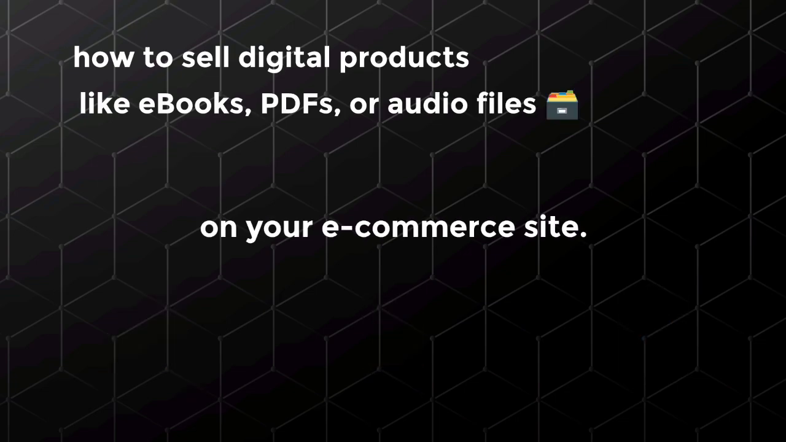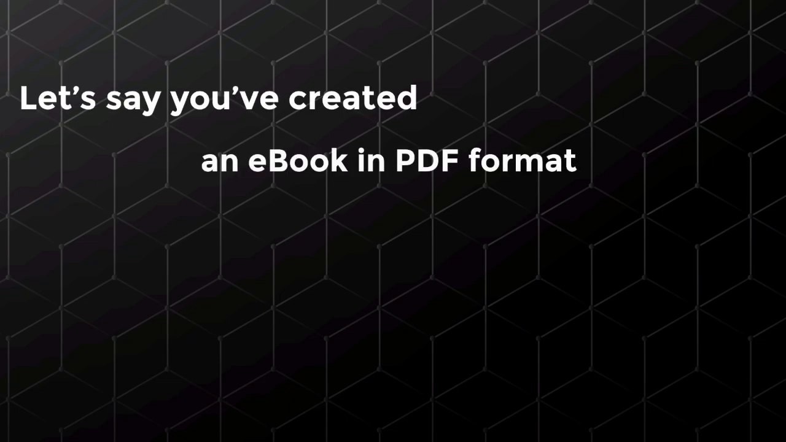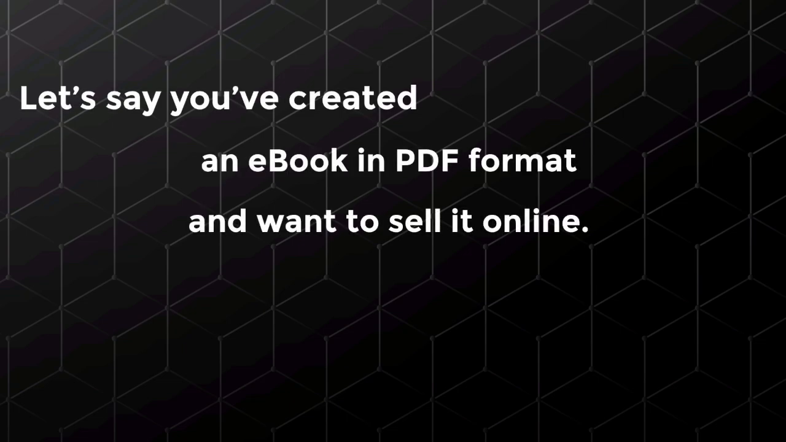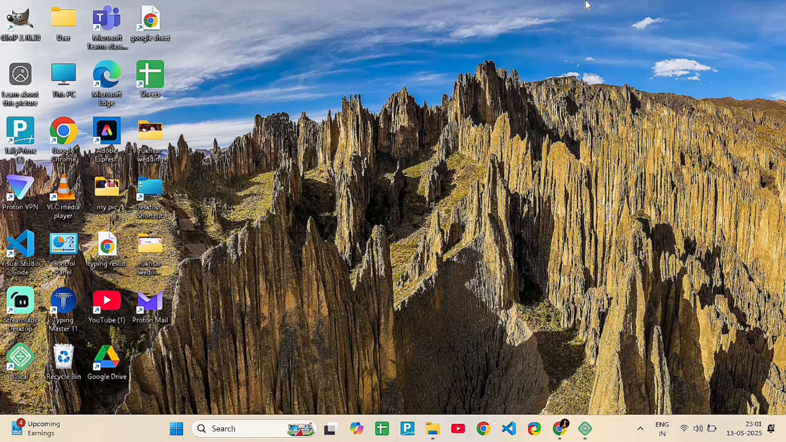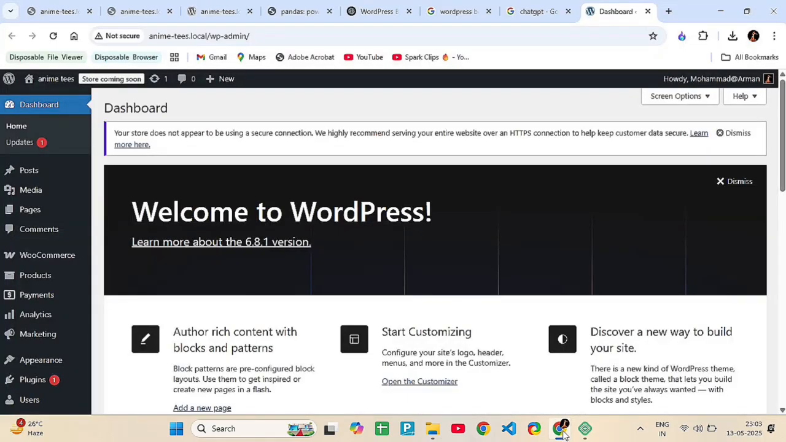I'll show you how to sell digital products like ebooks, PDFs, or audio files on your e-commerce site. Let's say you've created an ebook in PDF format and want to sell it online. After following this simple tutorial, your customers will be able to buy and instantly download your product from your website. All you need is an e-commerce website. If you don't have one yet, check out our tutorial to create one quickly.